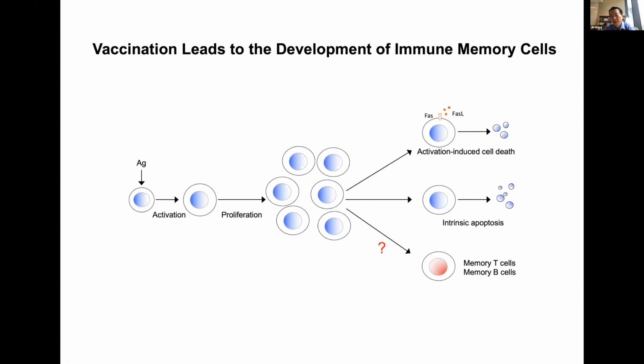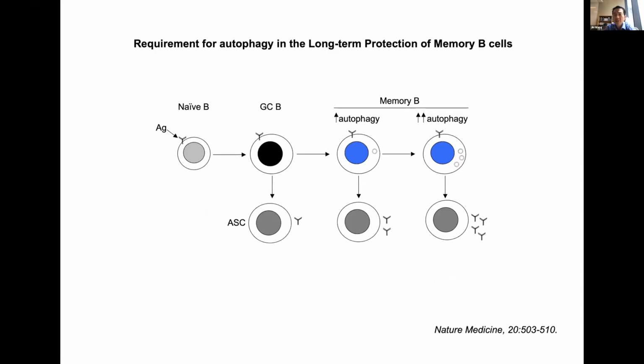Why do we call them memory cells? Because they can live for a very long time, and they protect you for years to come, hopefully. If they live for a year, then you have to get vaccinated every year. If they live for 10 years, then you're protected for the next 10 years. So the formation and the long-term persistence of memory cells are particularly important.